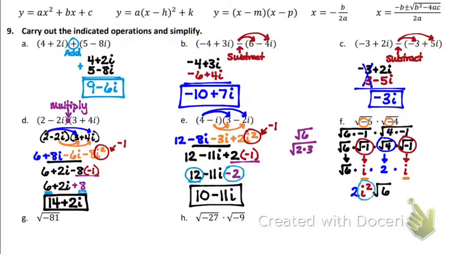Can't I make a substitution in the place of I squared? That's the same as what? Negative 1. So I have 2 times negative 1 times the square root of 6. What is 2 times negative 1? Negative 2 square root of 6 would be my final answer.